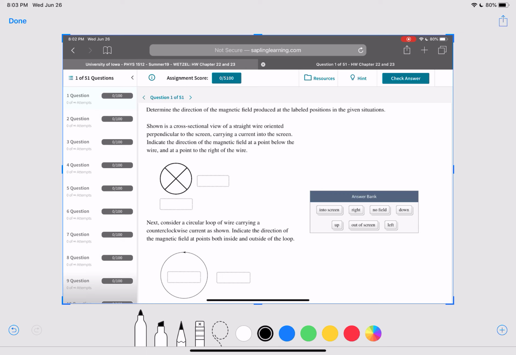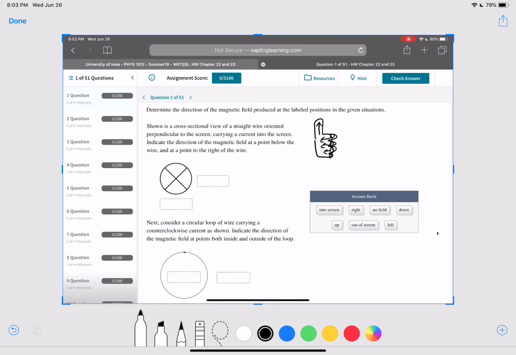So what that means is that you're going to use the right-hand rule to determine this, and it's going to be the one where you point your thumb and then curl your fingers around. So your thumb is going to be in the direction of the current, and then your fingers are going to curl around in the direction of the magnetic field.